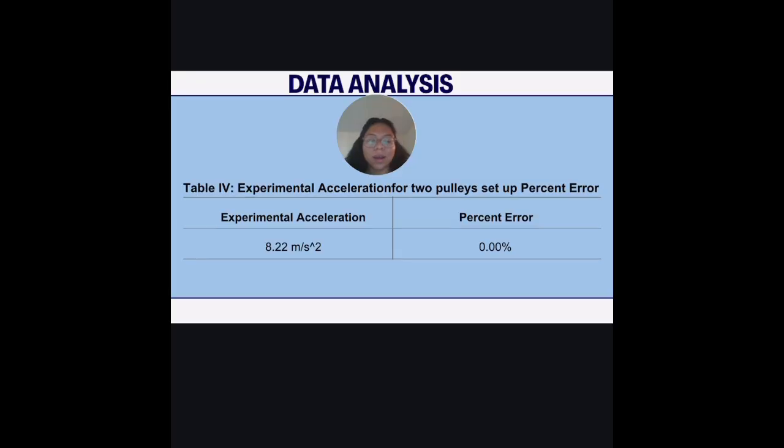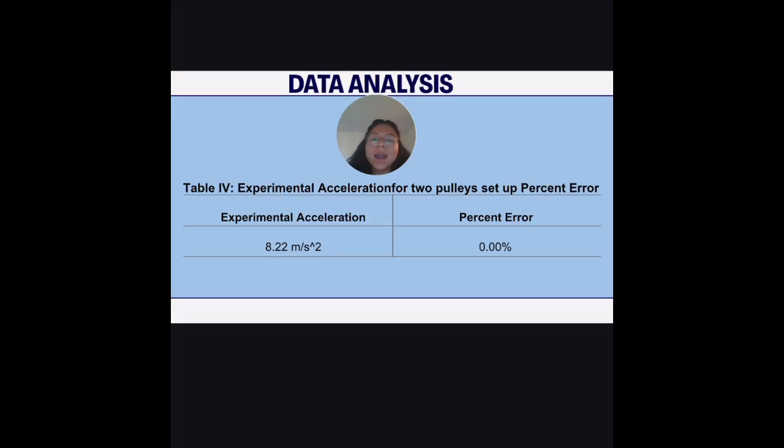Following our graphs, we were able to calculate and find our experimental acceleration from our exact experiment using the pulley and then the Capstone. So this is just our table 4 showing the experimental acceleration for the two pulleys setup by percent error. Again, our experimental acceleration was 8.22 meters per second squared. And so our percent error is 0 because it matched exactly what we had theorized was going to be the result, or the acceleration.